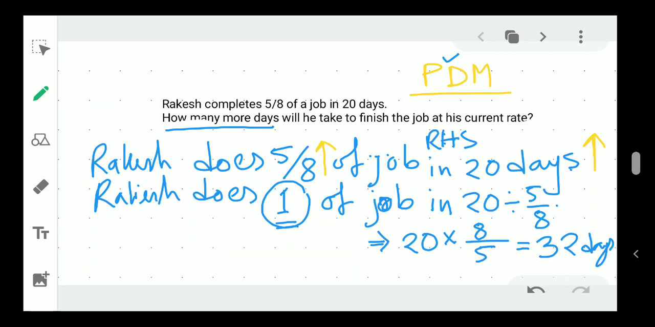So if he has to complete the total, he has to do 8 jobs out of 8 jobs. मतलब 8 में से 8 सब करना पड़ेगा. And 8 by 8 is nothing but 1. So whatever the question, 1 is the complete job. So if I find for 1, that will be my answer.